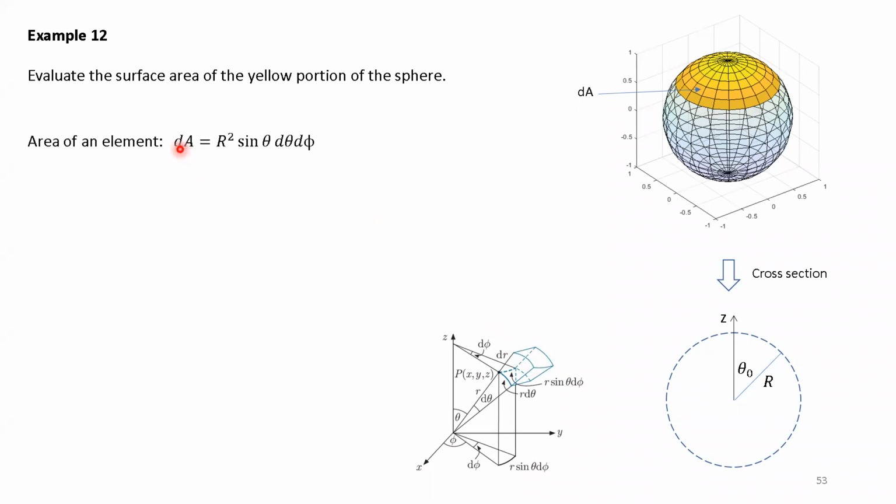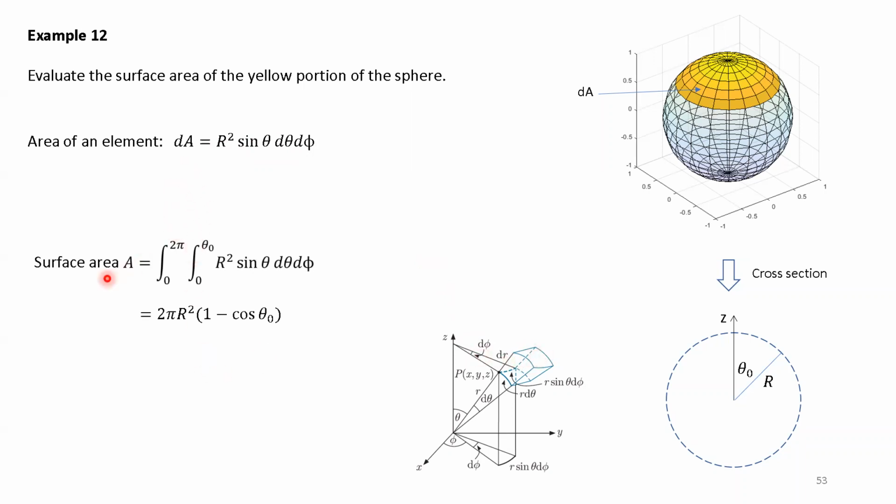So, for dV, we have r squared sine theta dr d theta d phi. Because I'm not considering the volume, I don't need this dr. That's why this is my element for the area: r squared sine theta d theta d phi. Okay, this area here.